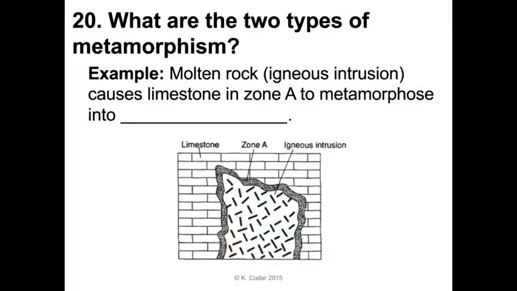So here's an example of contact metamorphism. Molten rock, which is an igneous intrusion, causes limestone in zone A to metamorphose into what? Now, if you remember from our chart, limestone will turn into marble.